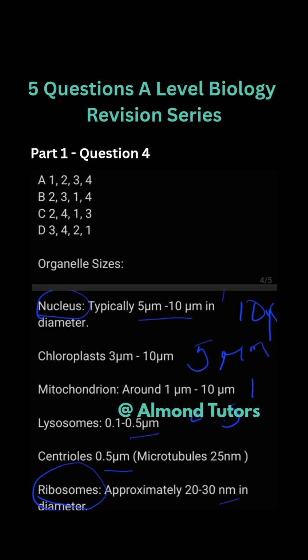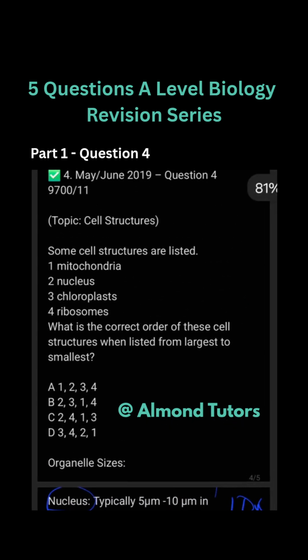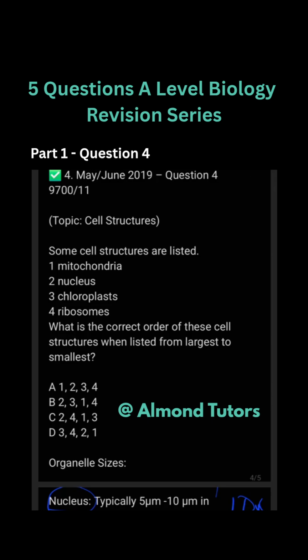So going back now to the question, how do we go about answering it? You start with elimination. The smallest should be number 4, which is the ribosomes, which we already know. So any option that does not have number 4 at the end, we eliminate. So we remove that and we remove that. We're left with 2 options. Both of them have ribosomes as the smallest.